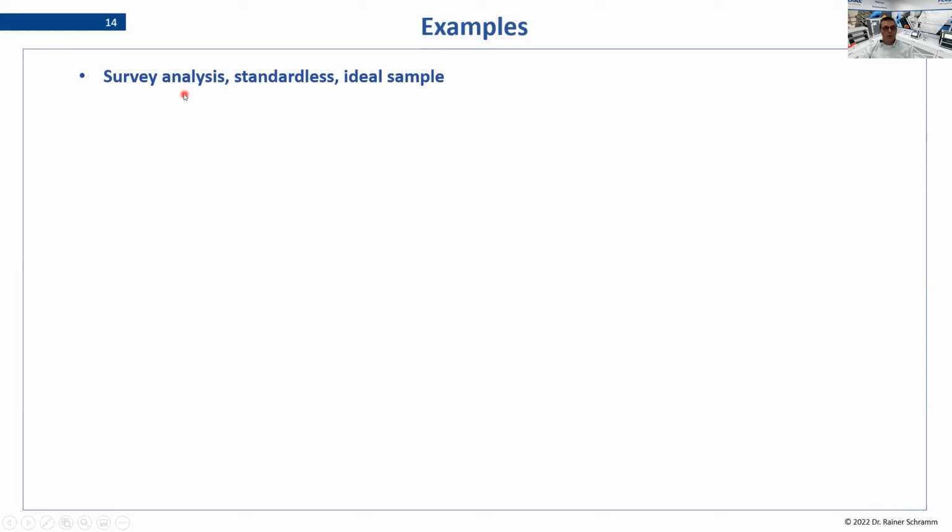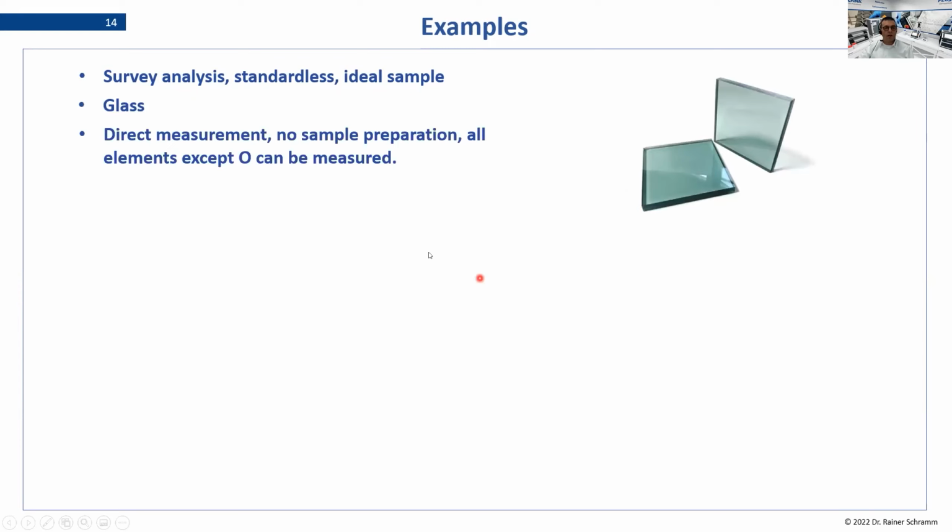So if we just want to have a survey of a material, we use a standardless calibration, which mostly comes with an instrument, but then we need an ideal sample. And a good example is glass, just a window glass we would like to analyze. And then we can do a direct measurement. We don't need a sample preparation. All elements can be measured, except of oxygen, but oxygen is linked stoichiometric to the element. So that in this way we can also calculate it.